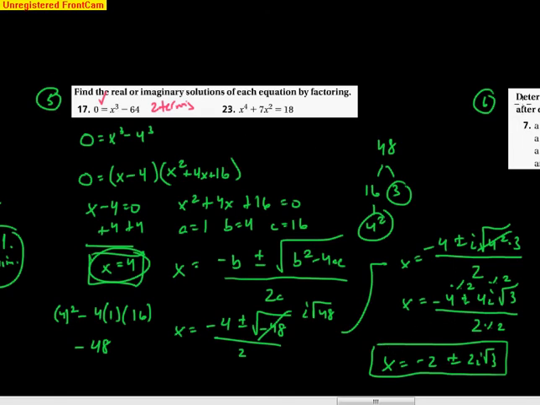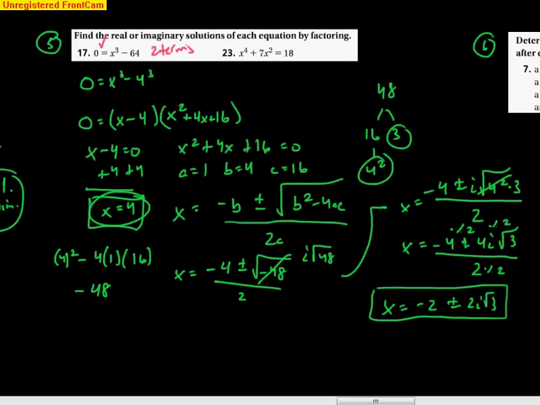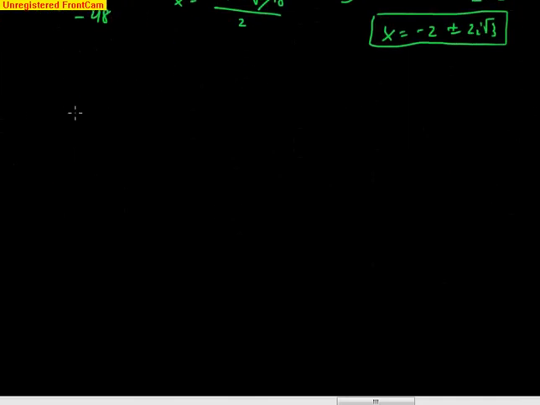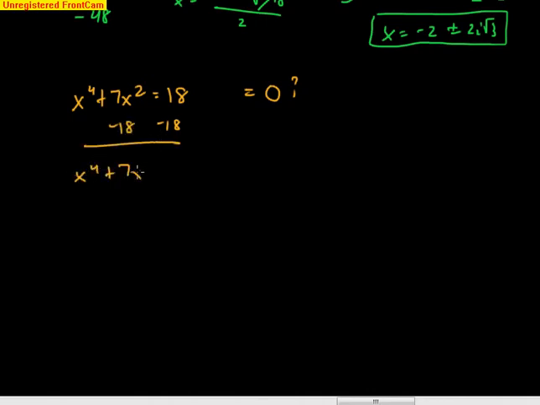Okay, I'm going to do the second one down below. Let me rewrite it. I'll do orange so we don't get confused. So it says x to the 4th plus 7x squared equals 18. So the first thing you have to do is make sure it says equals 0. So subtract 18. x to the 4th plus 7x squared minus 18 is 0.